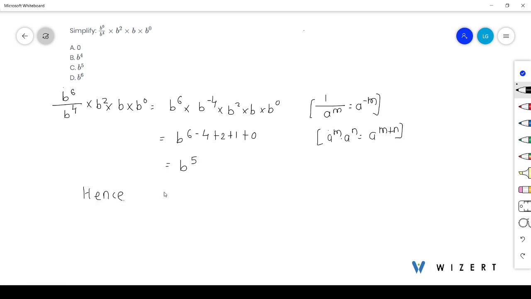Hence b to the power 6 divided by b to the power 4 into b square into b to the power 0 is b to the power 5. Means our answer is b to the power 5. From available options, we have option C as b to the power 5.